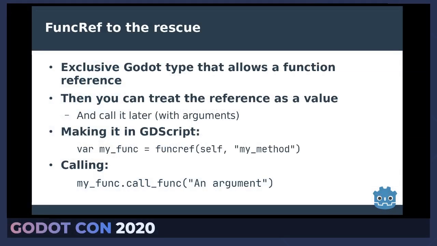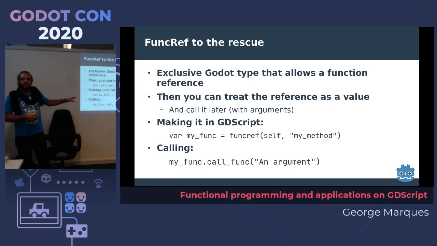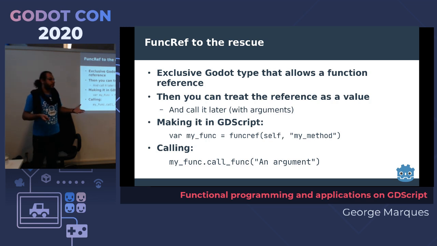So the way to make it in GDScript, you just call the funcref keyword, pass the object, which in this case is itself, and pass the string with the method name. So that works. Essentially, you can use this myfunc variable, you can pass it around, you can send it to other functions, you can return the value. It's the same thing as having first class functions, essentially.